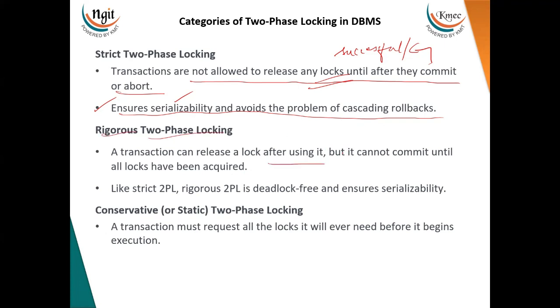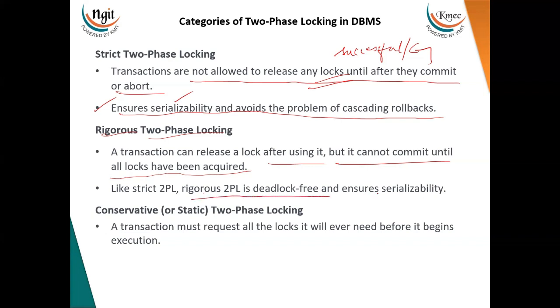A transaction can release a lock after using it, but it cannot commit until all locks have been acquired. This means once a transaction has completed one particular operation on some data item, it is going to release the lock for the requested transaction. And then it is not going to perform a commit operation until and unless the requested transaction has given the lock back to the particular transaction.